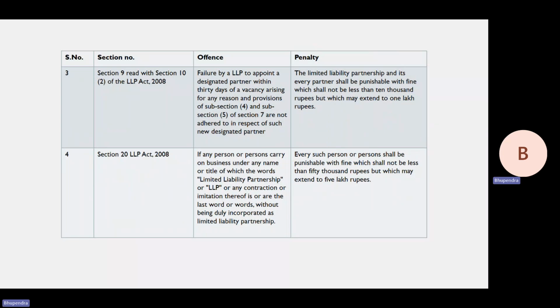If any person or persons carry on business under any name or title of which the words LLP are used, in any contract, transaction or invitation, without being duly incorporated as an LLP, every such person shall be punishable with a fine which shall not be less than 50,000 rupees, but which may extend to 5 lakh.